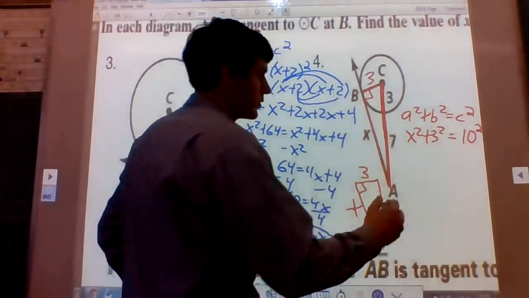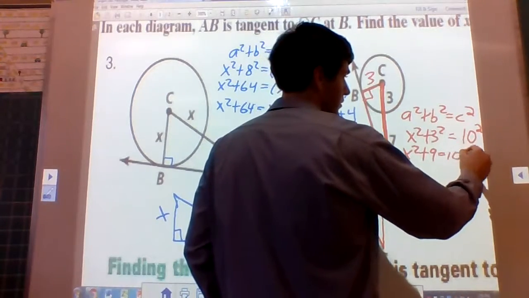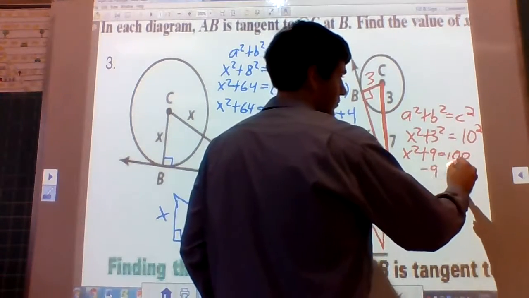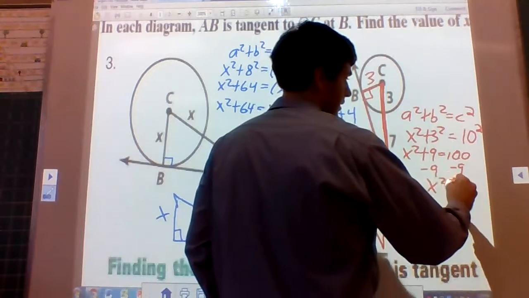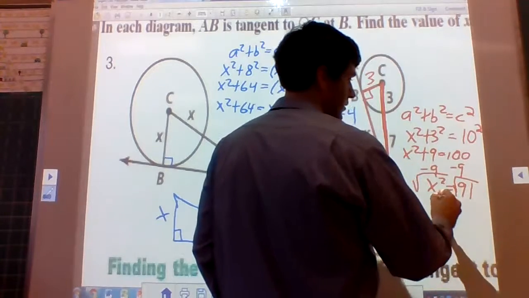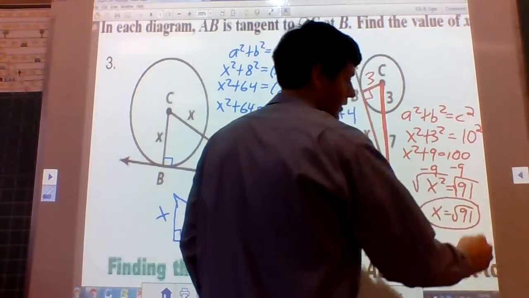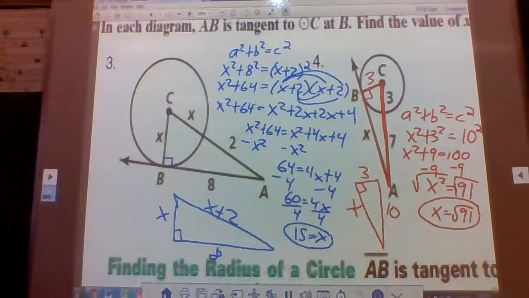So we have x squared plus 9 equals 100. We subtract 9 from both sides. X squared is 91. To get rid of the square, we have to take the square root. So x is going to be square root of 91. We can leave it like that, or we can find the decimal. Either one will work.